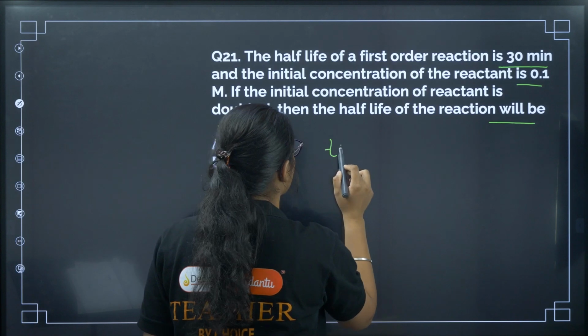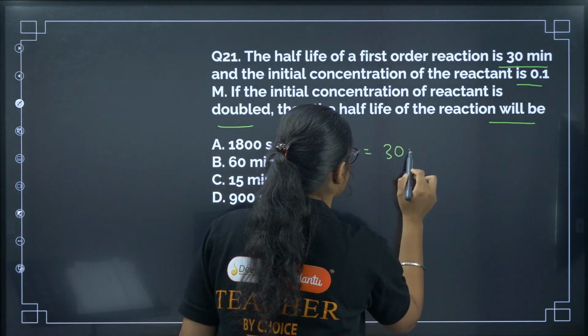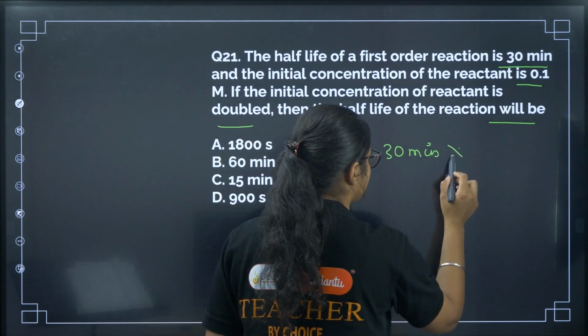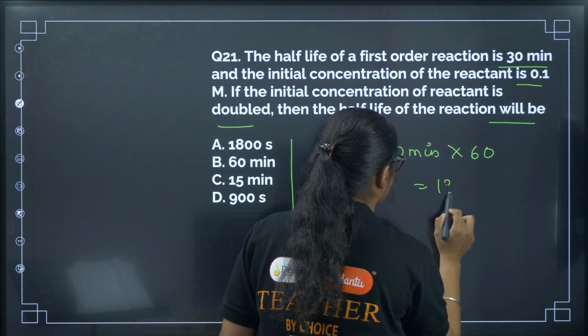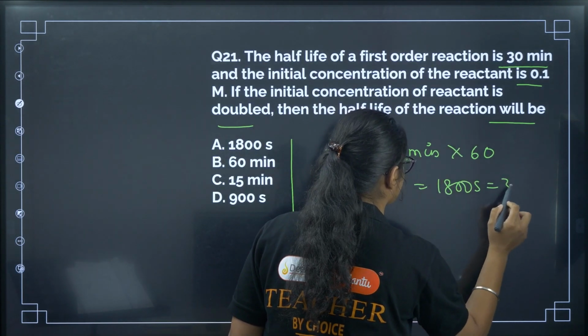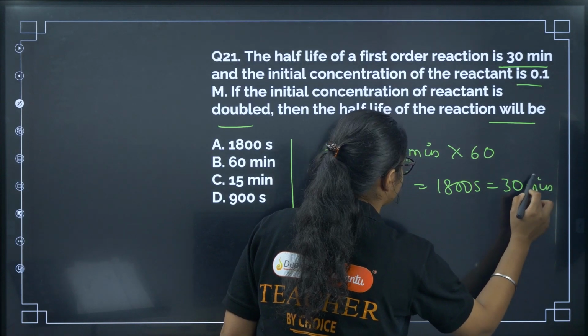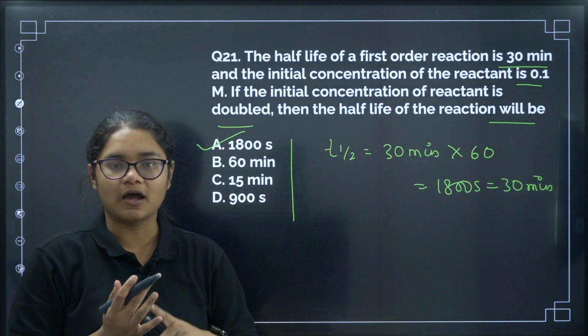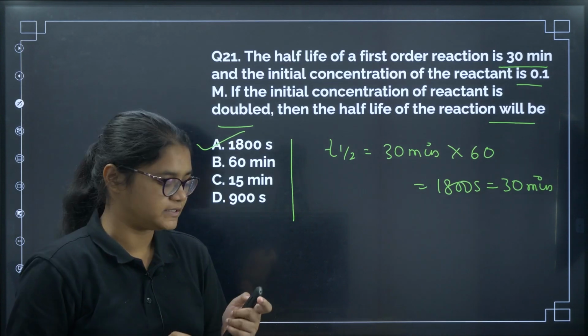So if initially the half-life was 30 minutes, now also the half-life will be 30 minutes, but the options are in seconds, so you can convert it into seconds. So we will get 1800 seconds, which is again equal to 30 minutes. So half-life remains constant. So the correct answer is option number A. For a first order reaction, the half-life does not depend on the initial concentration.